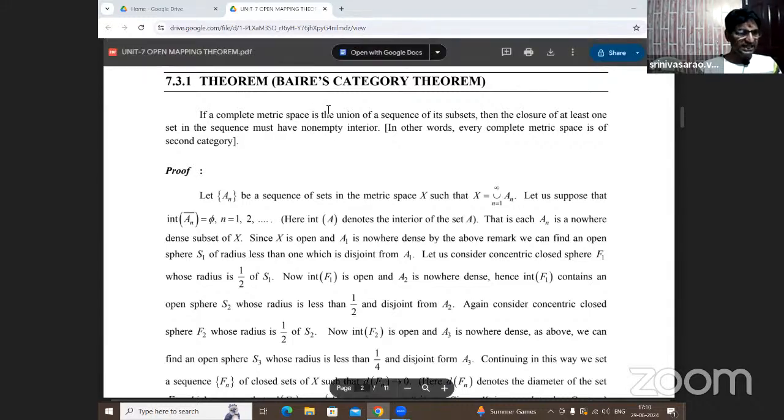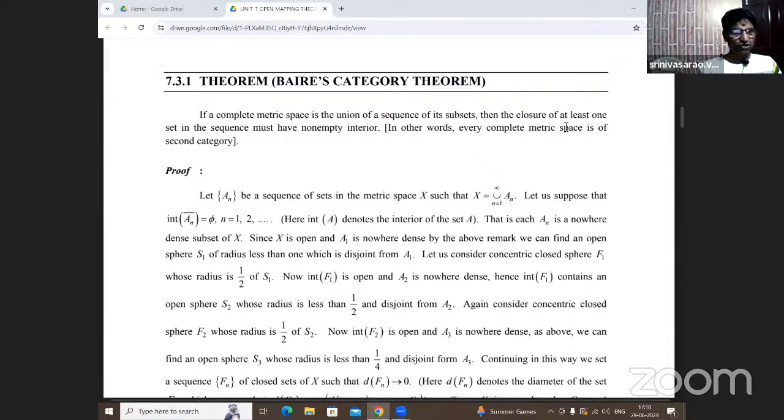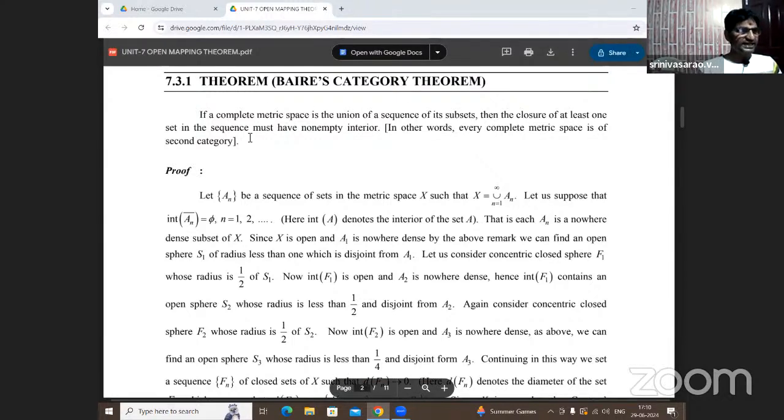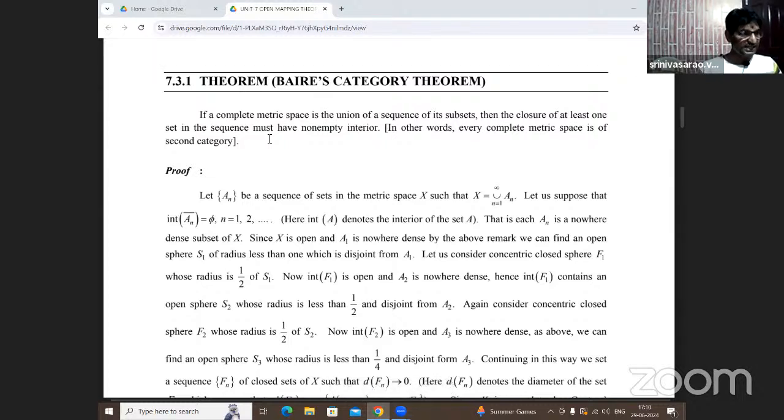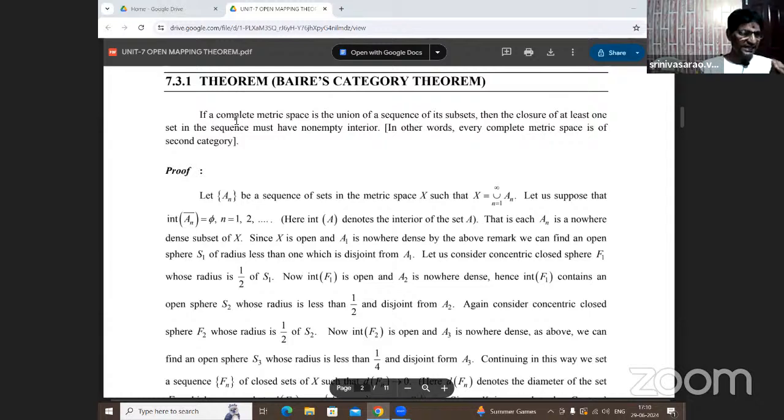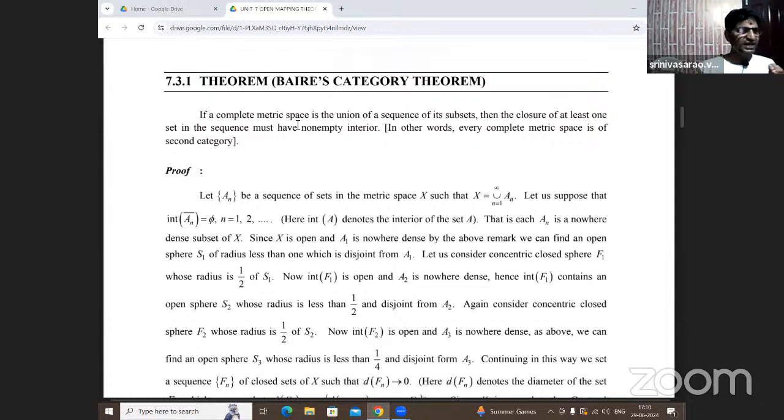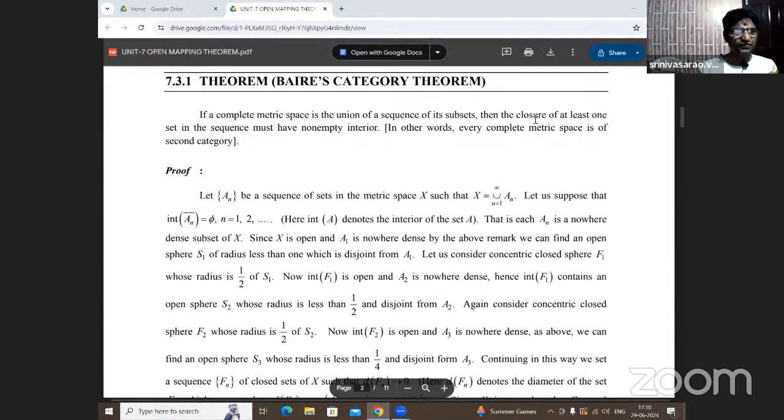So the second category means: if the space is the union of a sequence of its subsets, then the closure of at least one set in the sequence must have non-empty interior. So that is the second category definition, simply stated as: every complete metric space is of second category.